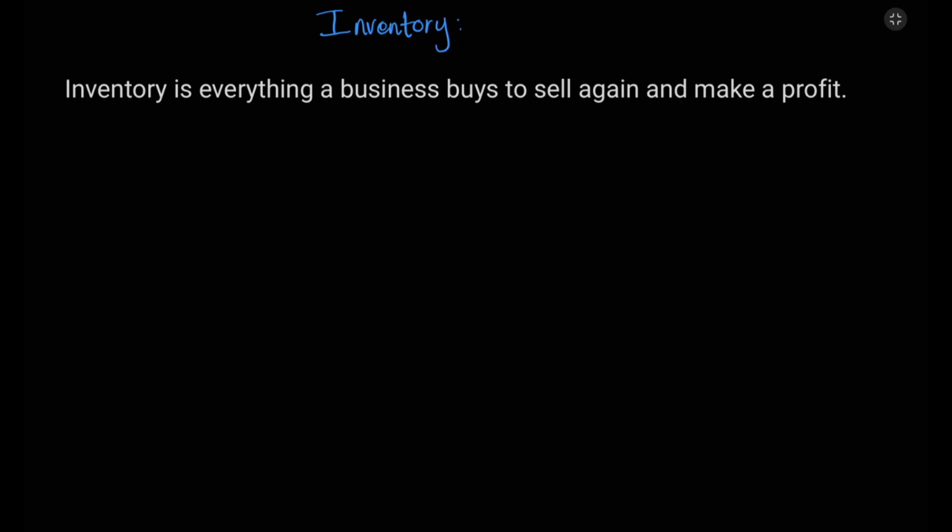What you should basically know is that inventory is everything that a business buys to sell again in order to make a profit. For example, a clothing shop's clothes, or a supermarket's groceries, or a furniture store's furniture. They buy all those items, then they resell them in order to make a profit. So what you should know is that inventory is a current asset simply because it's expected to be sold within 1 year.